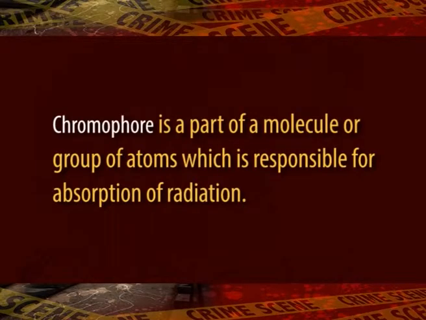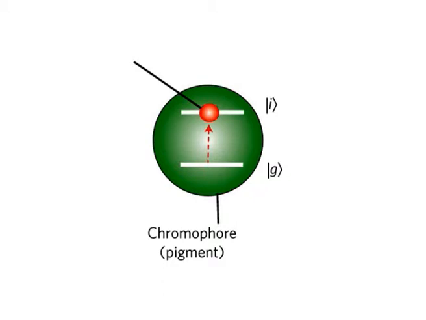Chromophore is a part of a molecule or group of atoms which is responsible for absorption of radiation. The nature of the chromophore is significant as it decides the wavelength absorbed. The absorption of electromagnetic radiation results in excitation of electrons from the ground state to the excited state. This is dependent on how strongly these electrons are bound to the nuclei, and in turn depends upon the nature of the group in the molecule which is absorbing these radiations.